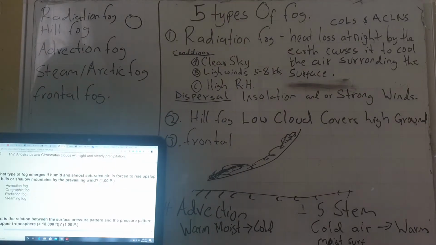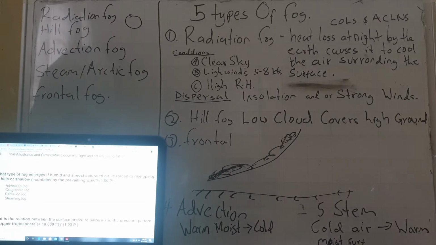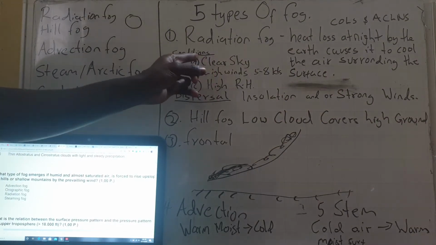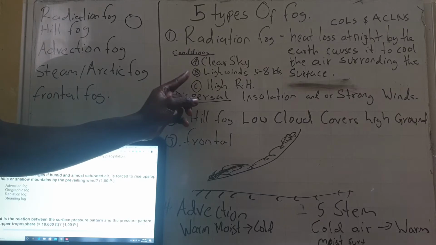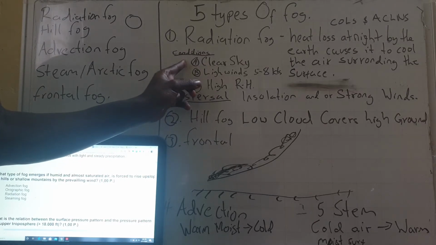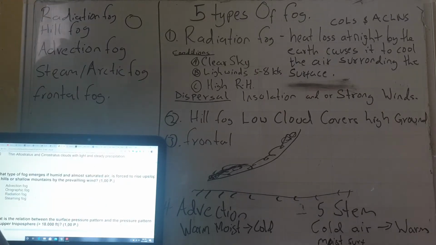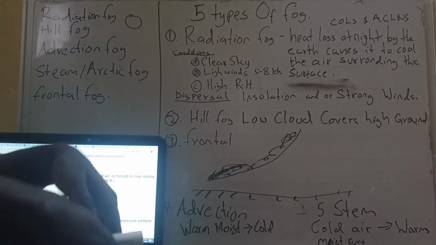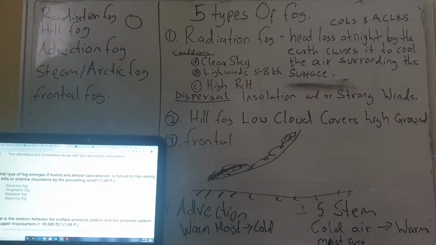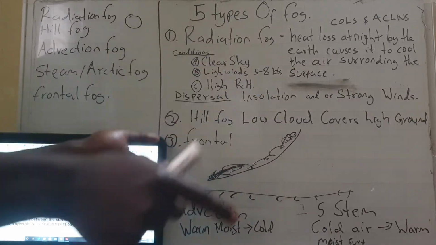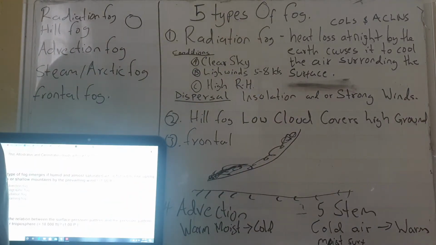So that's why most of the times you wake up and you see your car has some droplets of water. The conditions that should be there are clear sky, light wind, and high relative humidity. Clear sky, so that the earth loses its heat and the heat that is lost goes all the way. Because if you have clouds, the heat will be lost and still come back, so you'll have an area that is warm. So there's no condensation that can take place.